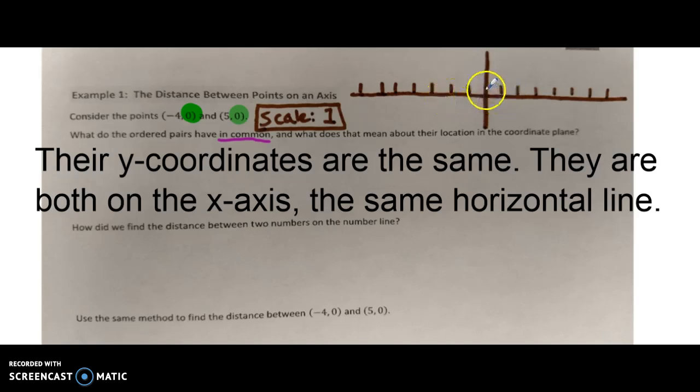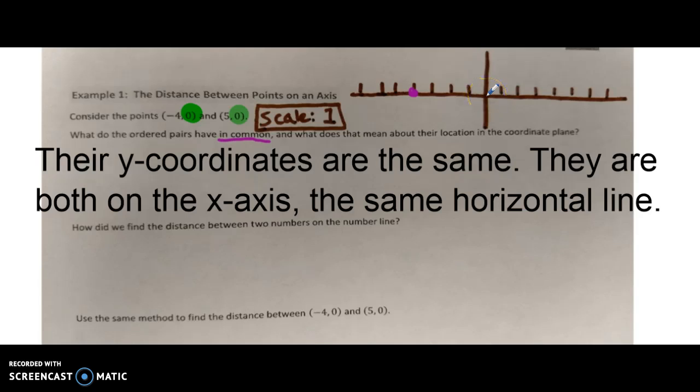So -4, 0, I'm going to start here at my origin. I'm going to go left to -4: 1, 2, 3, 4. I don't go up and down because my y-coordinate is 0. So I'm just going to draw my dot there. Then I'm going to go back to my origin.